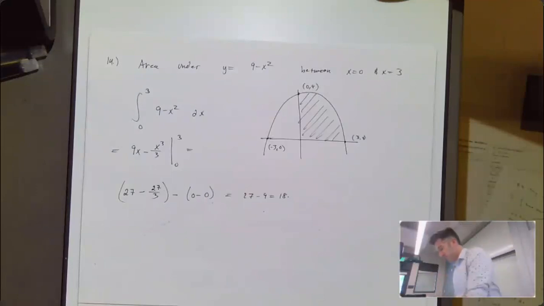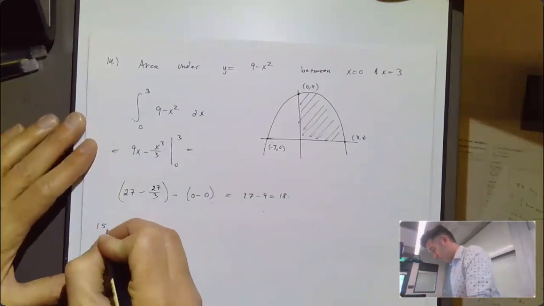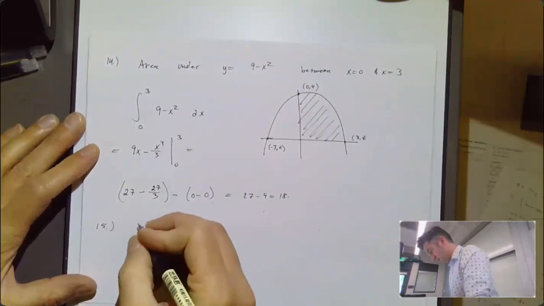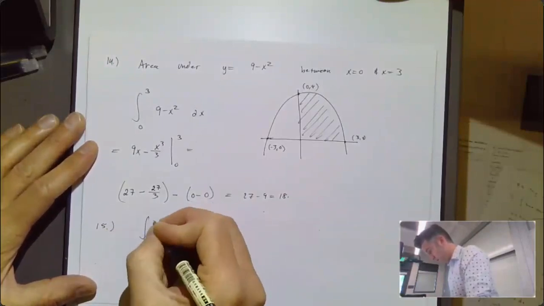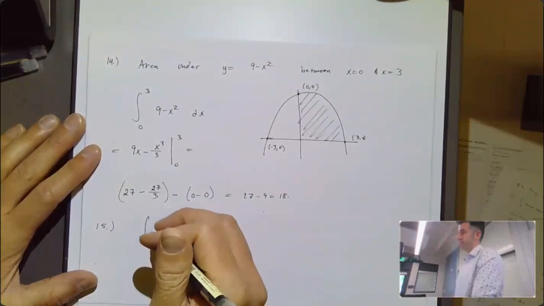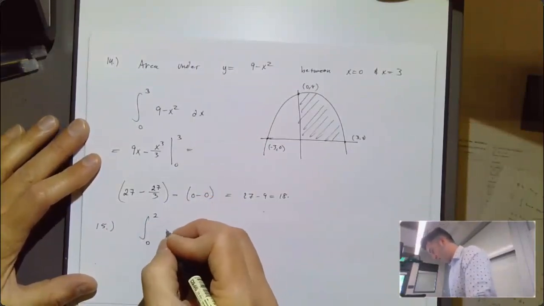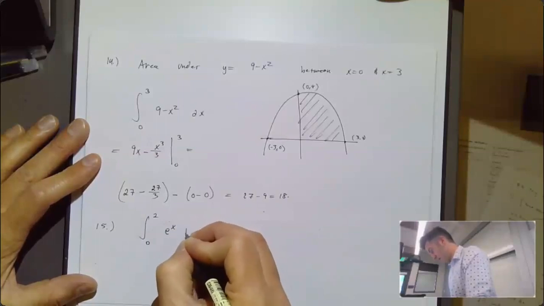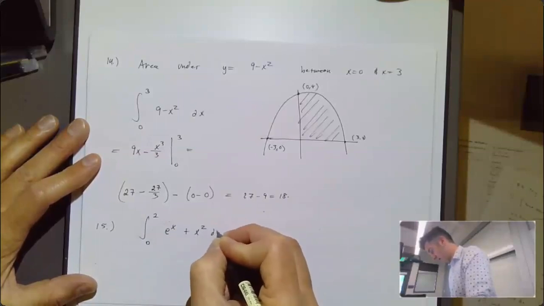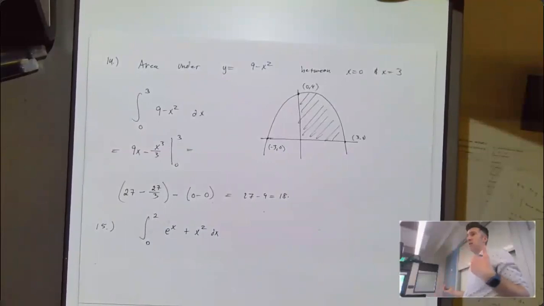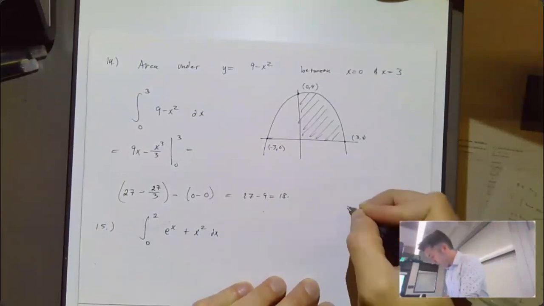Here's an example. Let's say I want to find the integral from 0 to 2 of e to the x plus x squared dx. I don't know what that looks like. I know it looks like some, right? I could kind of try to draw it.